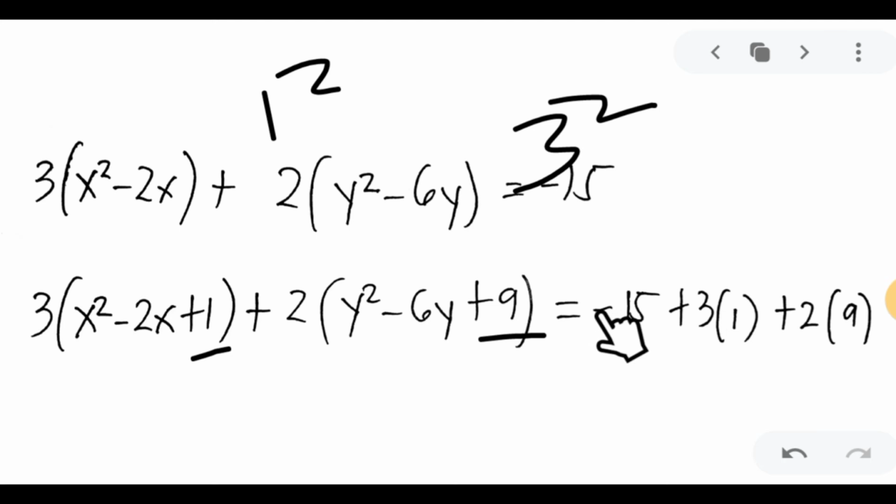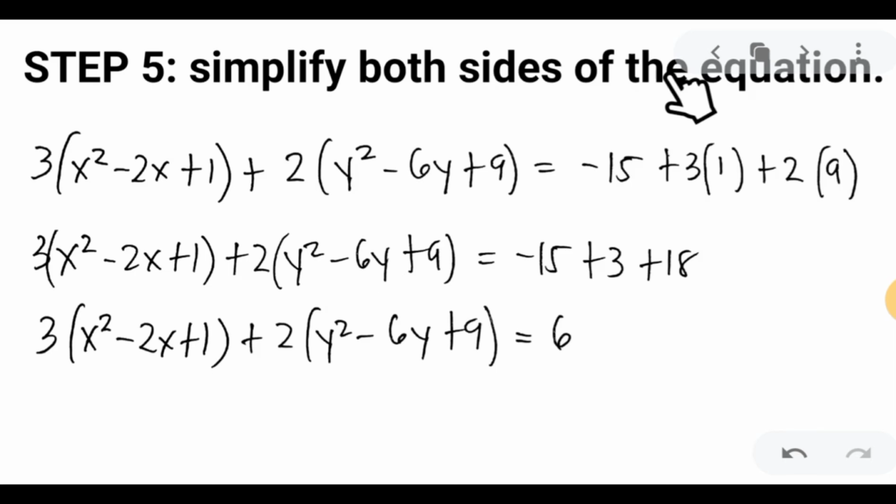So you will add here on the right side of the equation the common factor of the x and then the last term of the trinomial, which is 1, multiplied to that. So that will be plus 3 times 1. And then plus the common factor of y, which is 2, and then multiply to the last term of the trinomial, which is 9. Step 5, you have to simplify both sides of the equation. To simplify both sides of the equation, that is 3 times 1 plus 3, 2 times 9 plus 18, then that will be 6 if you perform the operation here.